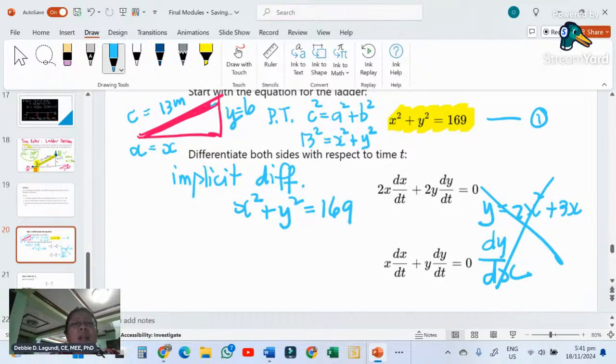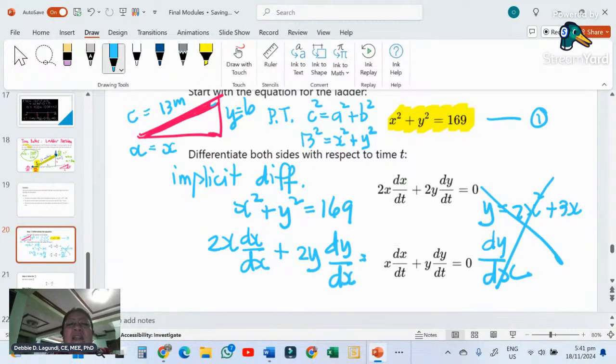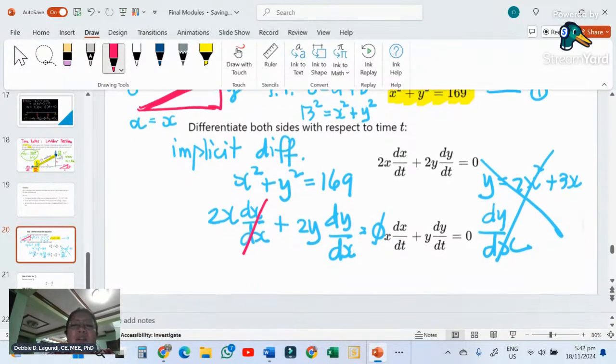This is your prelim exam before. What is the implicit differentiation of x squared? It's 2x dx over dx. We are going to differentiate each variable in terms of t, plus 2y dy over dt. That's what we need. And the derivative of 169 is 0. Now, dx over dx can simply be canceled out.